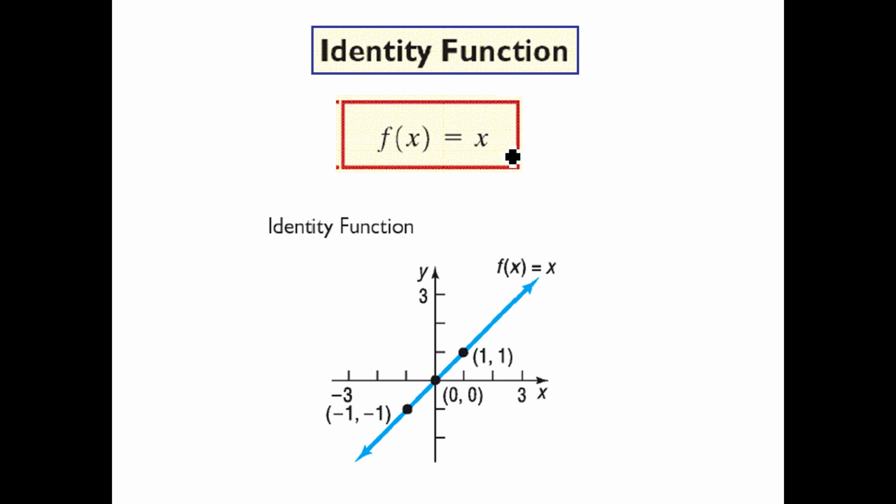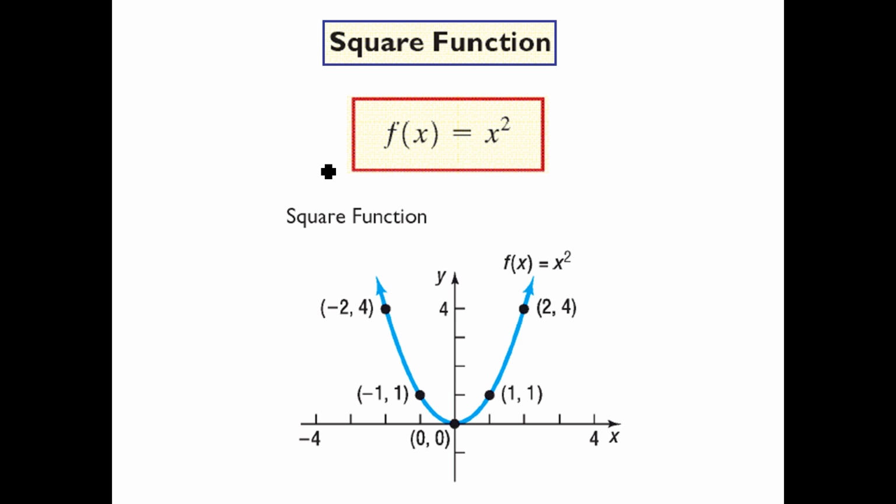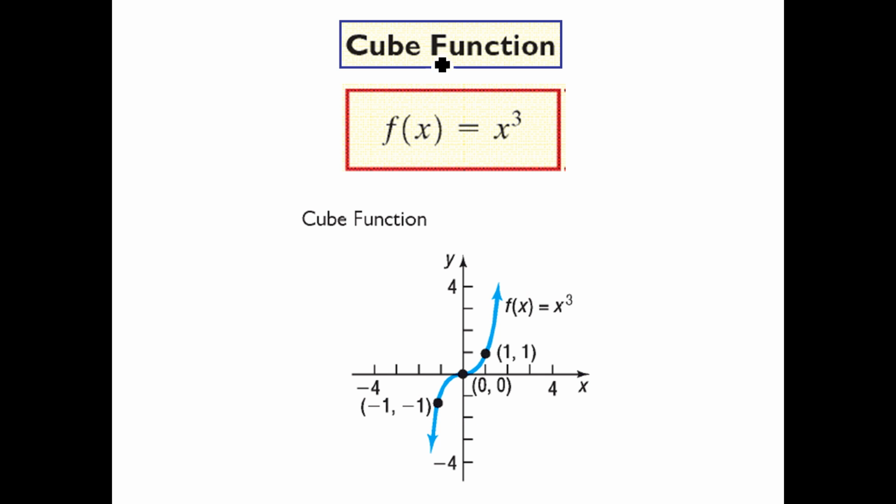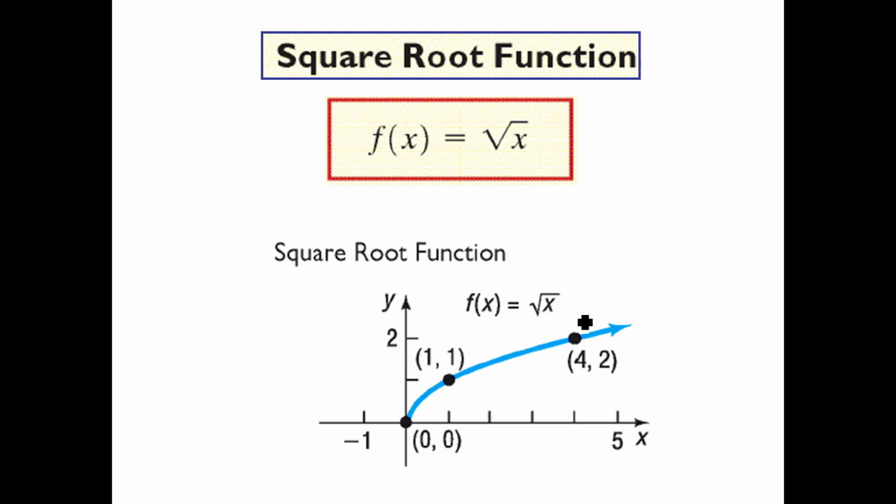Identity function, y equals x, or f of x equals x, is the line going up here with the slope of 1. We can add in the square function, y equals x squared. That's our parabola. We've seen that before. Our cube function, f of x equals x cubed, this bends here when the x values are between negative 1 and 1, when they're fractions. So we'll slow down our growth, and then once we get bigger than 1, we start taking off again. Square root function we've seen.